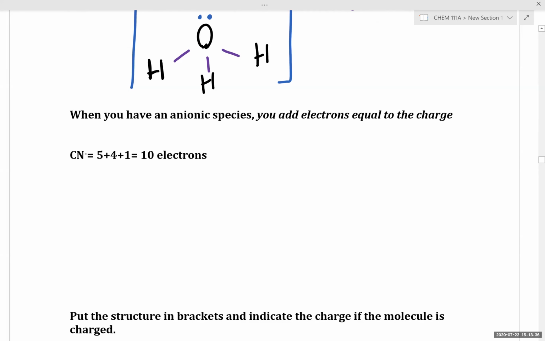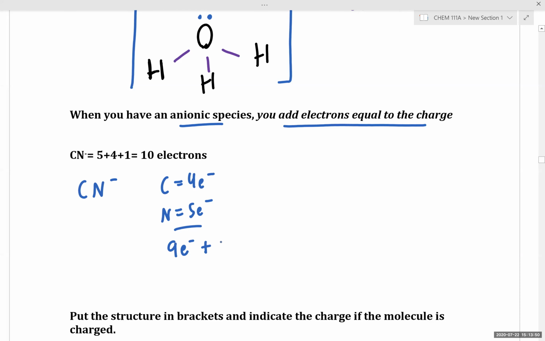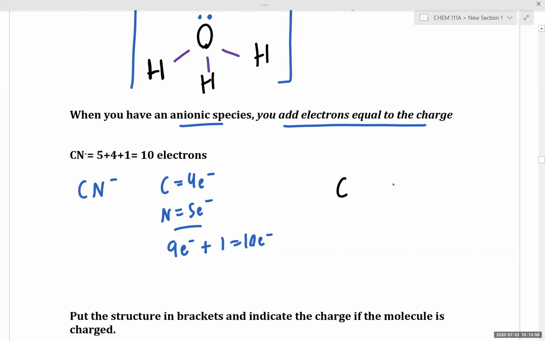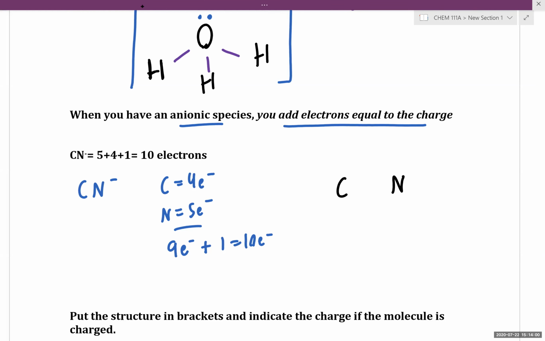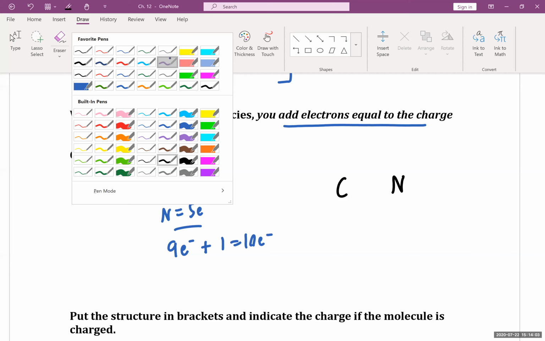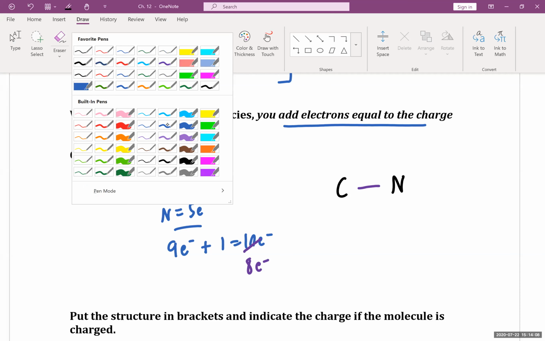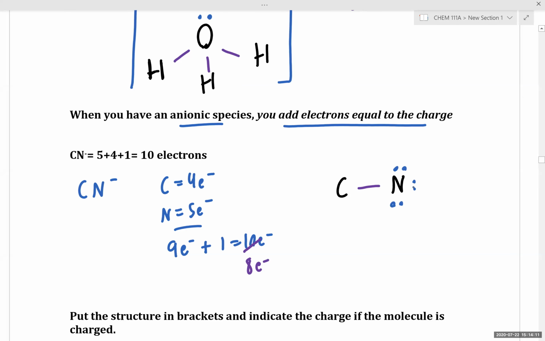When you have an anionic species, you add electrons equal to the charge. So for cyanide, which is CN minus, carbon we have 4 electrons, nitrogen we have 5 electrons, that gives us 9 electrons plus 1, which gives us 10 electrons. There's no central atom in this case, so we have carbon and nitrogen. We form 1 bond each. So we have 8 electrons remaining. We place lone pairs on nitrogen. That's used up 6 electrons. We have 2 electrons remaining.